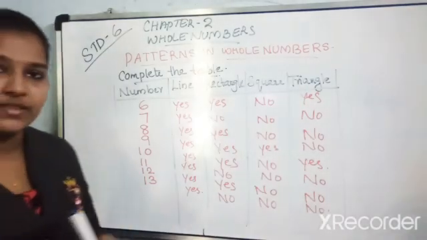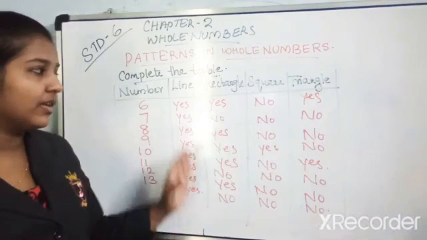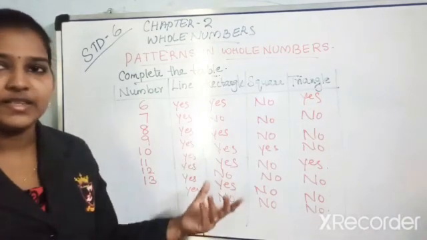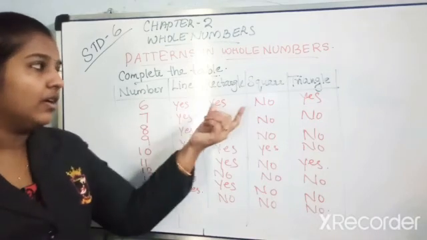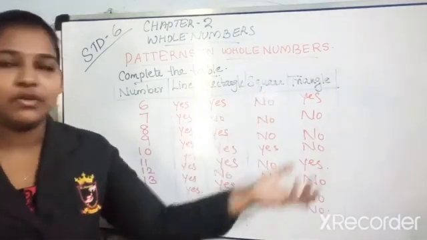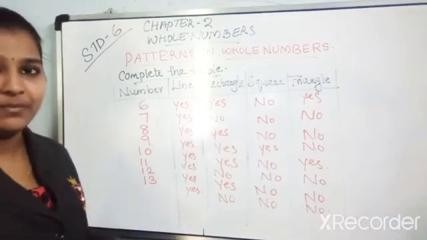Okay, is it clear, children? So here some numbers are given and we check how we can arrange them as dots. Dots can form a line, a rectangle, a square or a triangle. This one we checked.